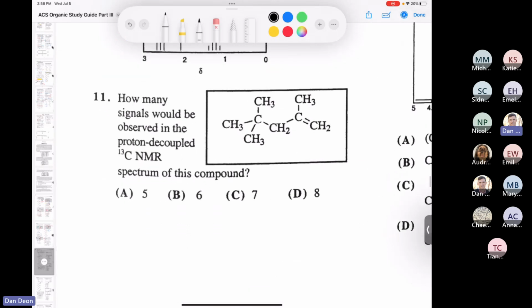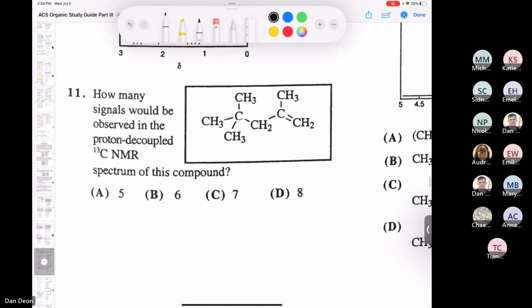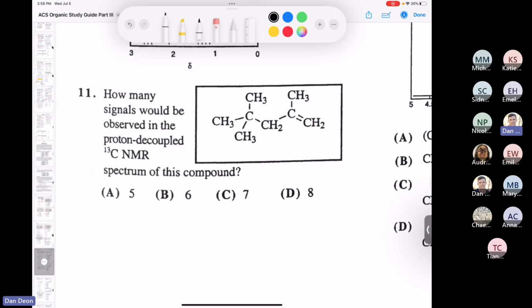Number 11, I think this is another question I asked in that quiz maybe. How many signals would you see in the carbon-13 spectrum of this compound? So there's a total of, let's see, let's count them. 1, 2, 3, 4, 5, 6, 7, 8 carbons in the molecule. But does anybody have an idea how many signals you would see?